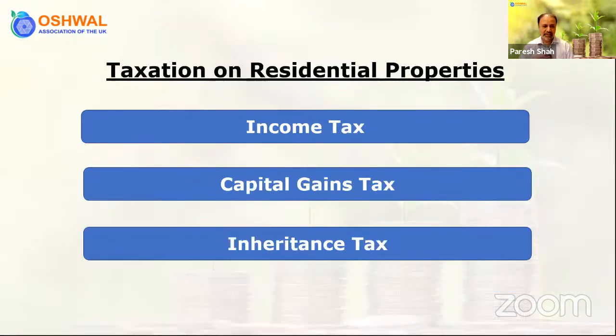Vinay? Thanks, Paresh. So just moving on to taxation on residential properties. When you sell a residential property, there is no liability to income tax. However, if you're selling a property that's not your main residence, capital gains tax can also be payable. Inheritance tax could be payable depending on your personal allowances. So just be aware that there's no income tax on residential property, there's no capital gains tax on your main residence, but there could be a liability to inheritance tax depending on the value of your property and your personal allowances.